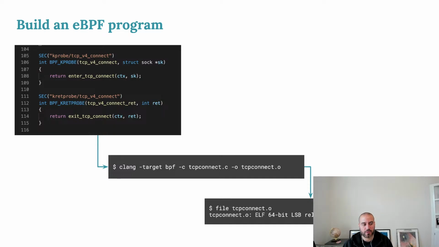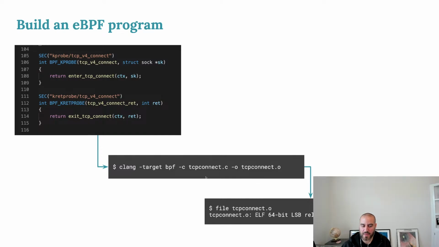So to give you a more visual representation of what is actually happening when you build an eBPF program, this is a very small snippet of what a program would look like. We'll get more into the code later on, but just know that you're writing some eBPF code, and then you compile it using Clang, calling out that the target is BPF, and the output file is, in this case, this tcp_connect.o file.